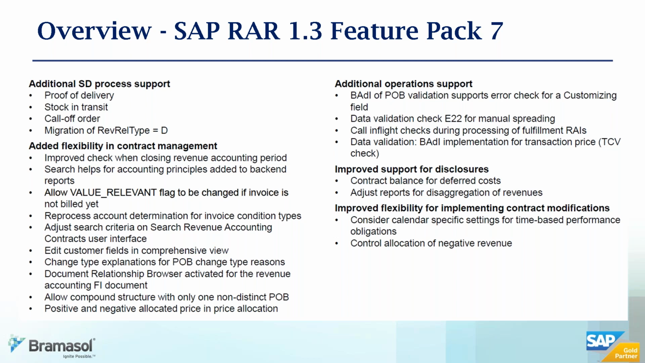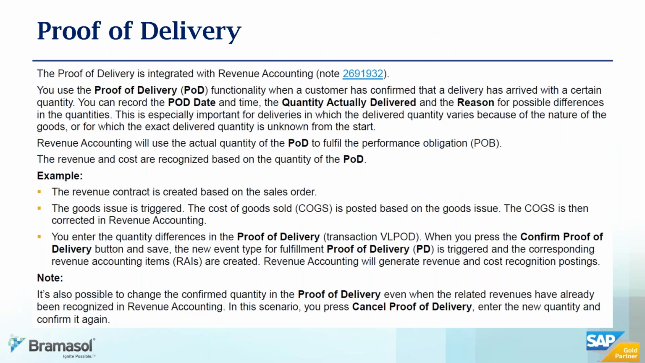So this is covering from the overview additional SD support features, also added flexibility in contract management, and also additional operations support, as well as some improved support for disclosures and improved flexibility for other things for contract changes. Now, the first couple of features for the SD process support cover something where we have seen that those processes are used by customers, and they also need support by revenue accounting, as those processes are relevant for revenue accounting for those customers. And so we include that.